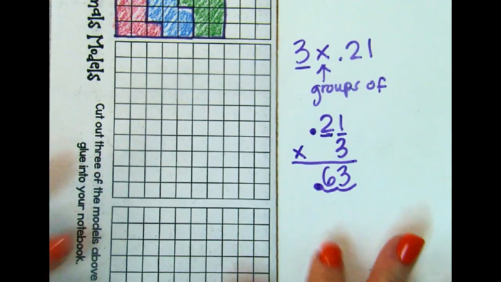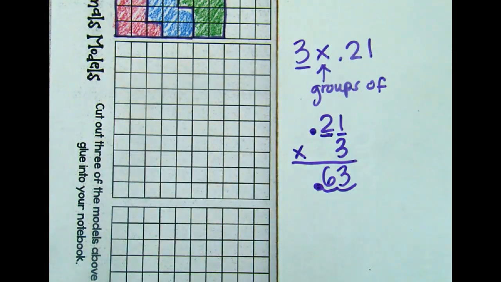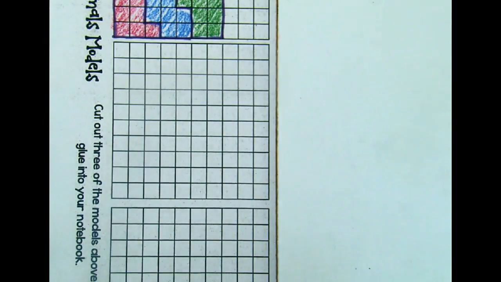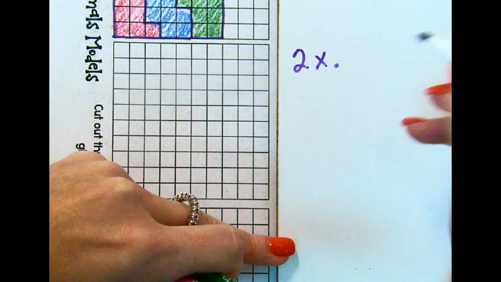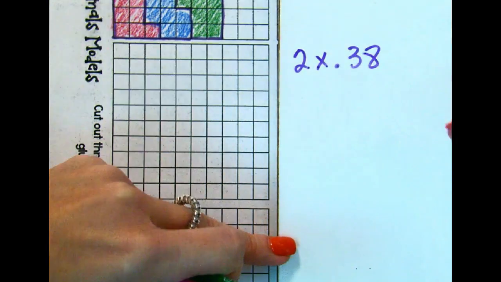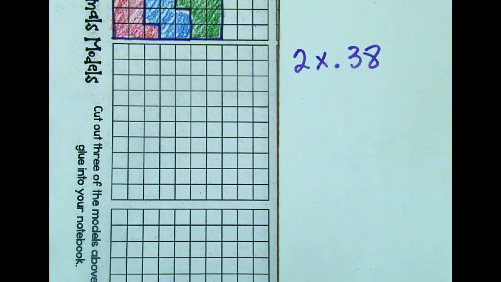Okay, I'm going to erase my original problem. And let's see, which problem are we going to work now? Let's do 2 groups of 38 hundredths. Okay, 2 groups of 38 hundredths. Are you ready? I think you can do this.